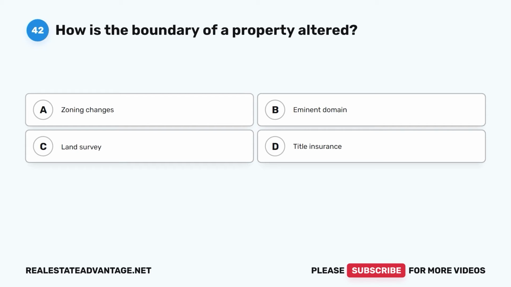Question 42. How is the boundary of a property altered? A. Zoning changes. B. Eminent domain. C. Land survey. D.